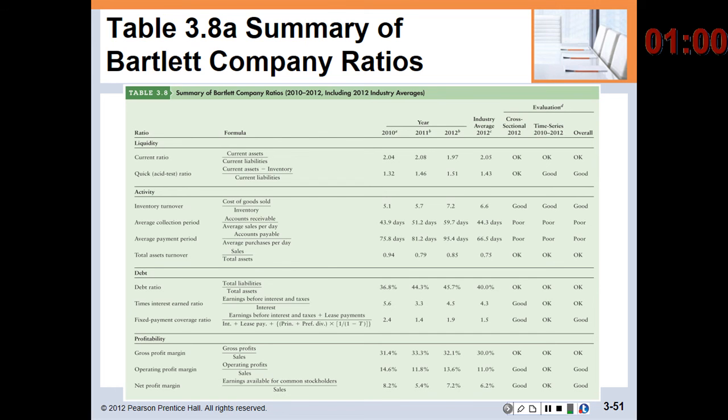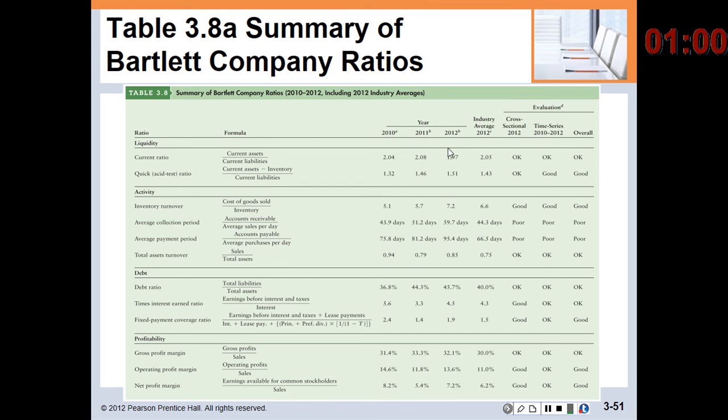Now you can see the different ratios. So the categories, you can see the formulas, you can see the time series. So 2000. This is from another edition of the book, but so this for you would be what?